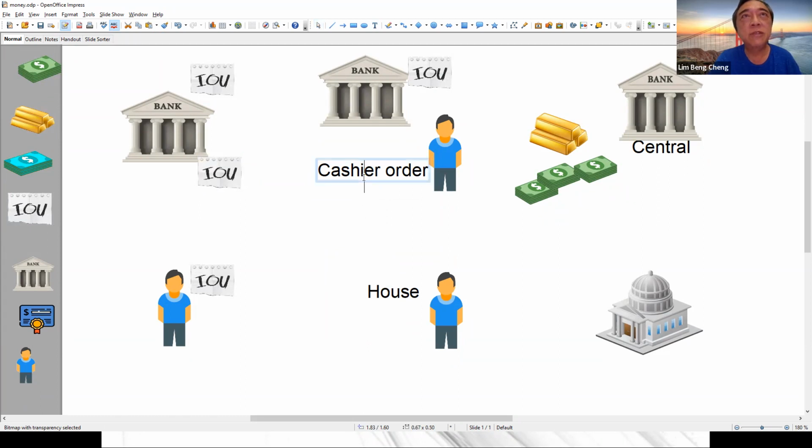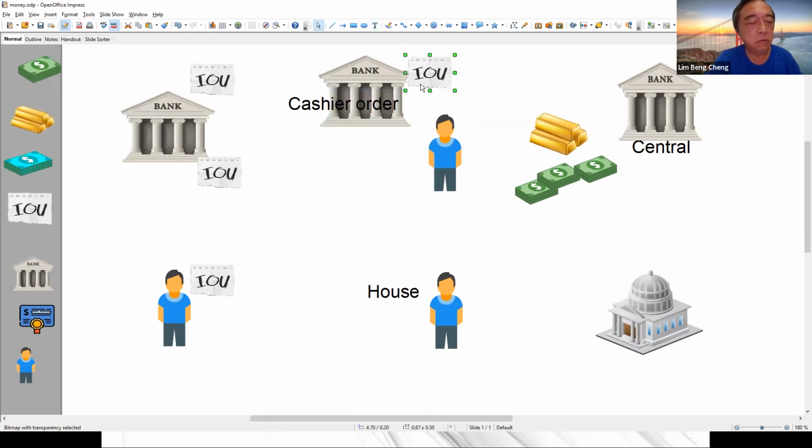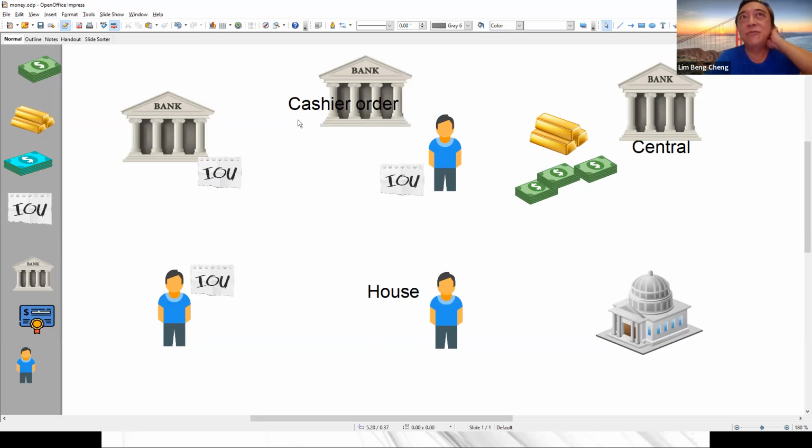Now this cashier order is received by this person, and he will deposit it with the bank, and now the bank will give him an IOU, and now the bank says, I owe you, you owe me, okay, these two we can cancel out, contra out. So the banks don't owe each other money.